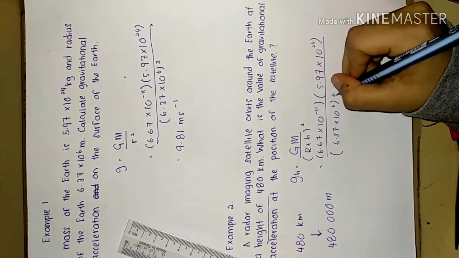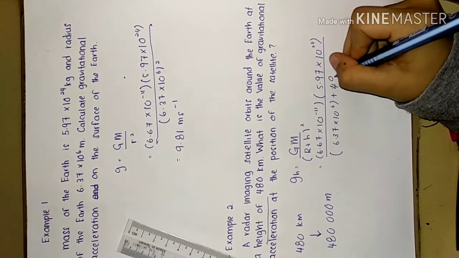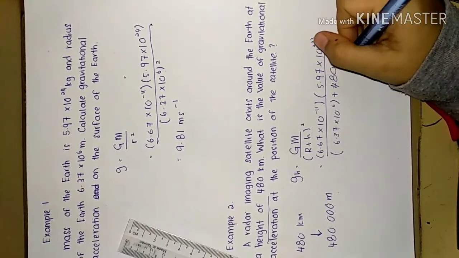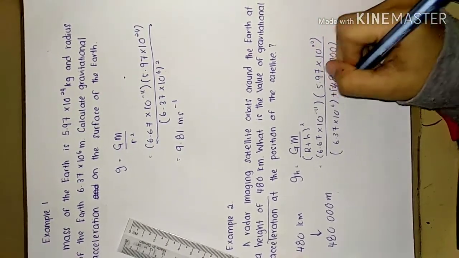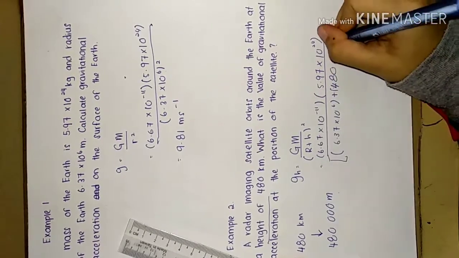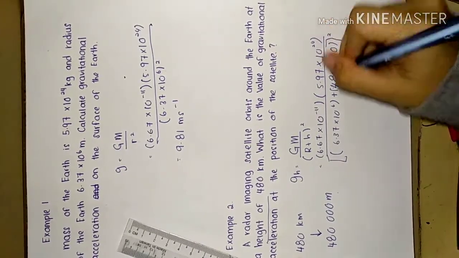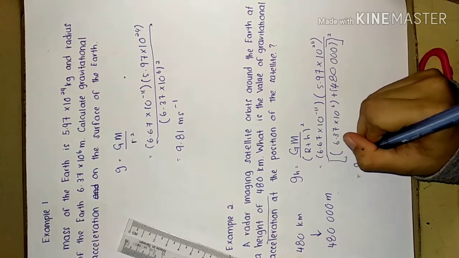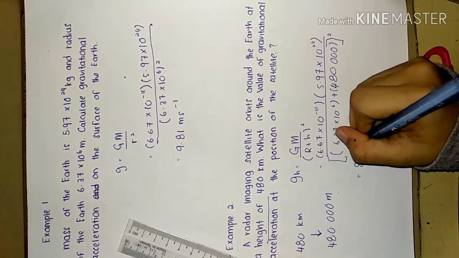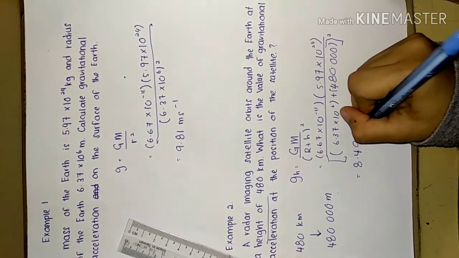So here we add the height in a bracket, with a power of 2. The answer we get is 8.49 meters per second squared.